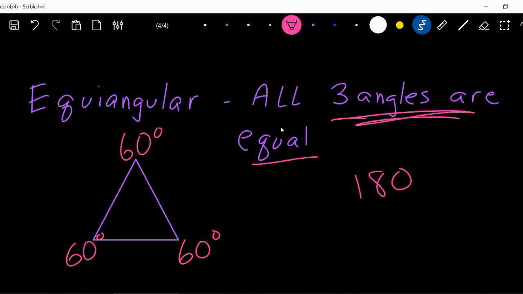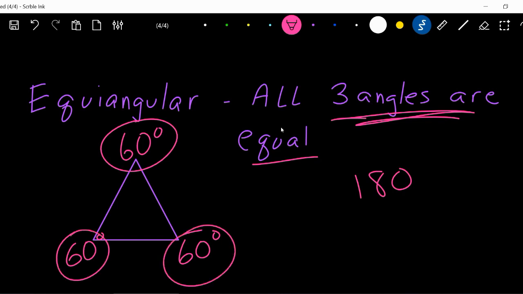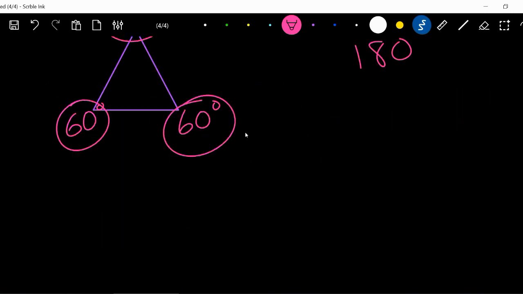If you have a 59-degree angle, it's not equiangular. It can't be. Because if you have all three 59, you're going to come up with only 177 degrees. It's not going to work out when you add them all up. But you add all these up, 60 plus 60 plus 60, and you're going to get your 180. All right, so that is an equiangular triangle.